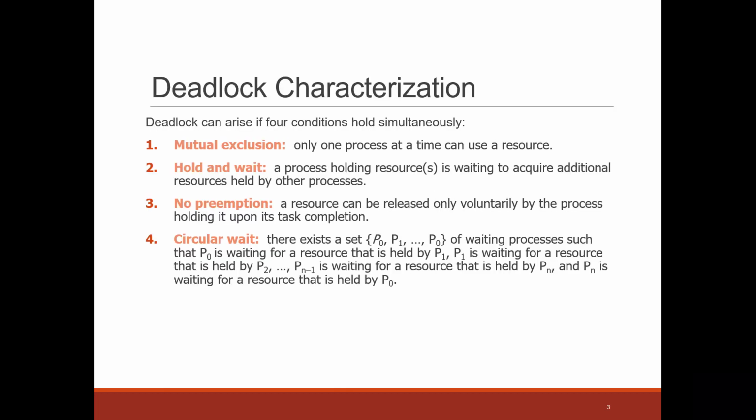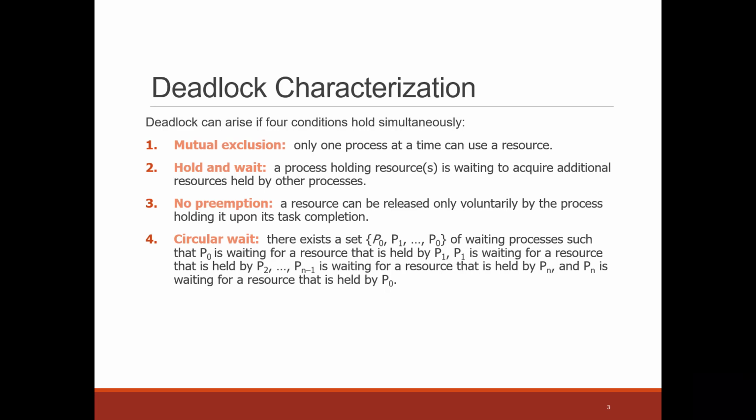Let's summarize. For a deadlock to occur, we need to have 4 things happening simultaneously. 1, the resources that we're sharing require mutual exclusion. That is, only one process at a time can use the resource. Number 2, a process can be holding a resource, and it can be requesting another resource without dropping that first resource. Number 3, when a process holds a resource, only it can release that resource. It cannot be preempted by another process or an operating system to release the resource.